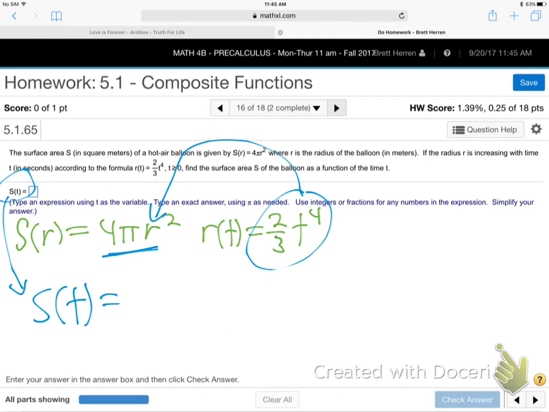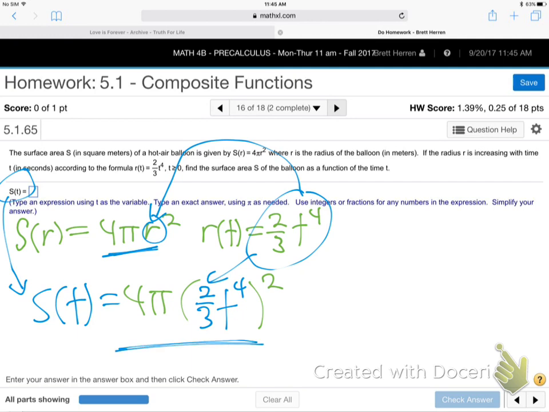So let's do it. It'll become 4 pi r squared, right? And what is the r? It is 2/3 t to the 4th. We good there? And then you got to clean that up. So I just stuck all of r into the r slot. And so now you see I only have t. That's a function of t now. Let's clean it up first.